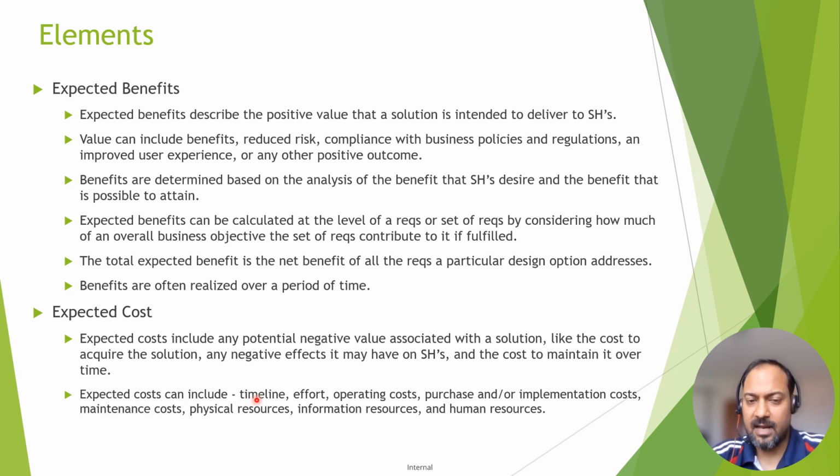Expected cost can include timeline. So when we say the cost is not always in the form of money, it is directly proportional to the timeline, how much time, because time is money, right? Then efforts, how much effort is being put in, the operating cost, the purchase and/or implementation cost, maintenance cost, physical resources, information resources, and human resources. So you can use all of these in expected cost, which we generally subtract from our benefit to get the exact value.